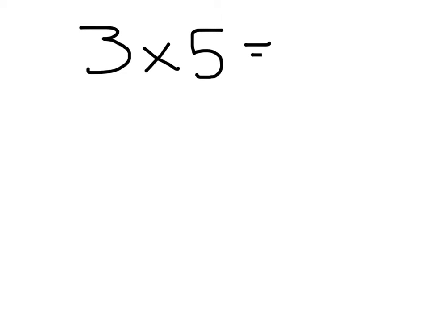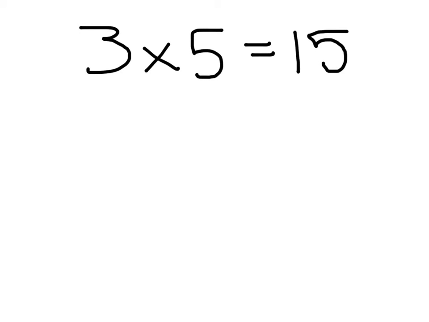Today we're going to be working with arrays. So let's bring a problem up. Let's try 3 times 5. And we know 3 times 5 can also be said as 3 groups of 5, or 3 sets of 5, or 3 multiplied by 5. So we know 3 times 5 as an equation equals 15, because we have 3 groups of 5.